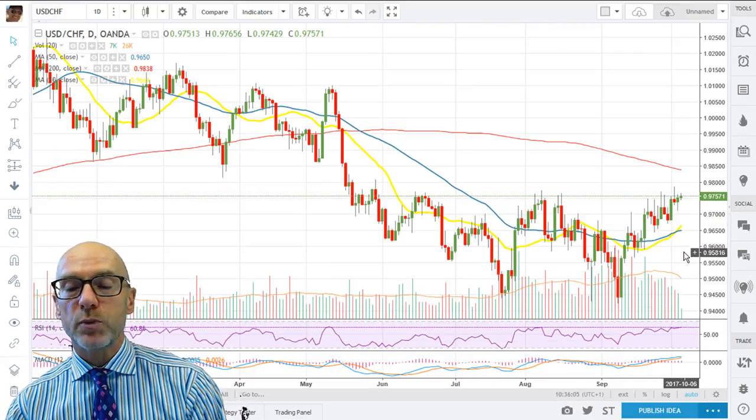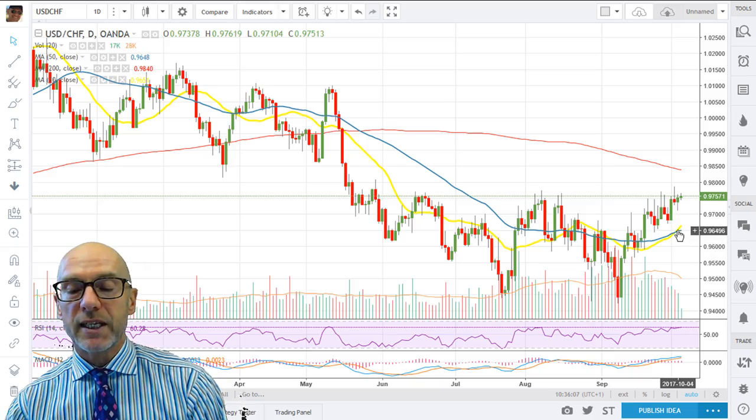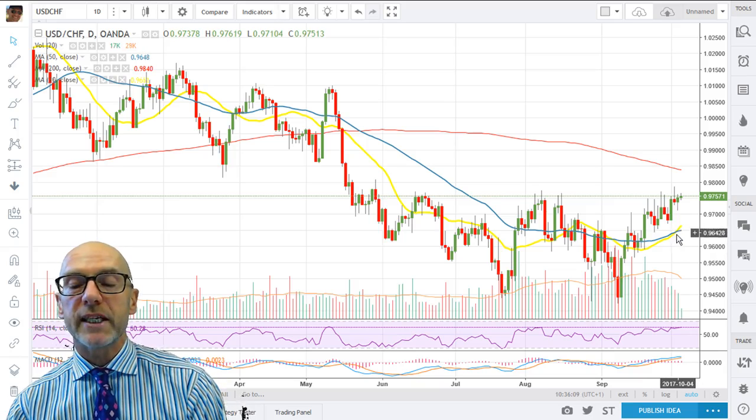Moving on to the daily, here each candle represents 1 day. We've had a bullish movement yesterday when the 20 crossed through the 50. That's known as a golden cross and is a positive technical indicator.